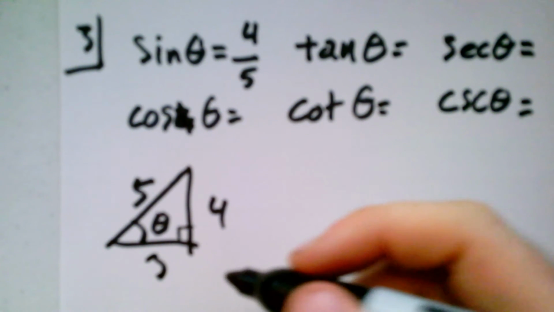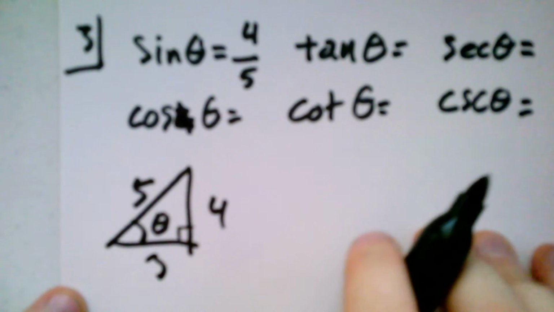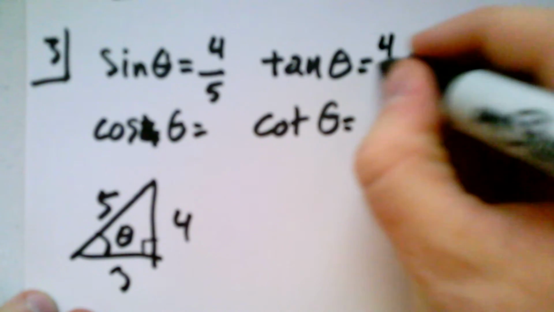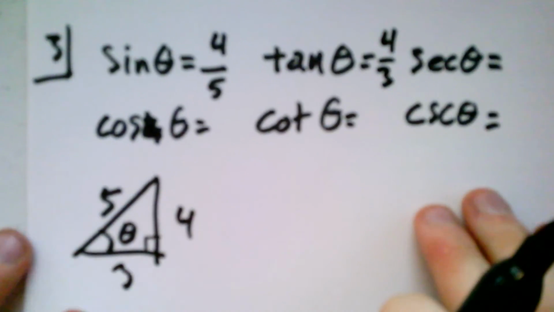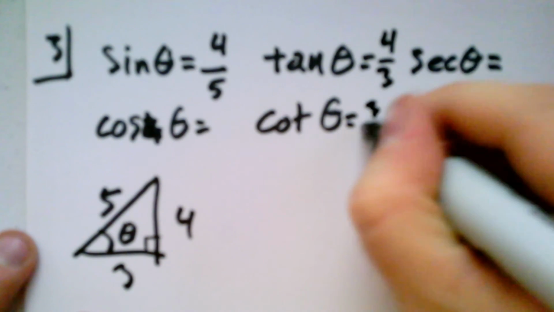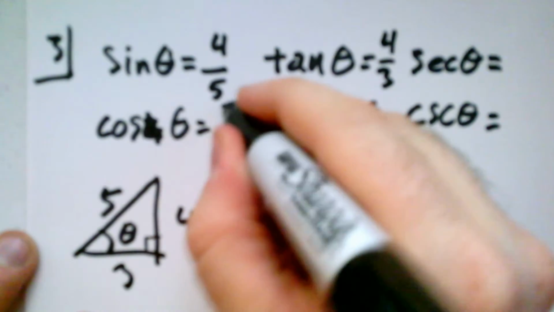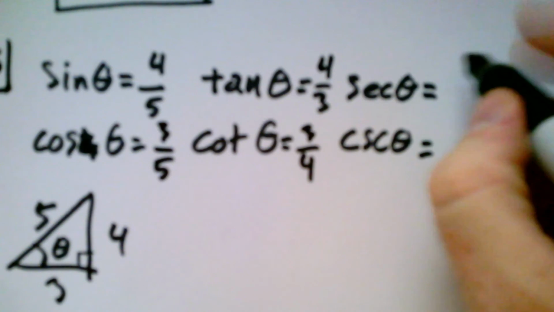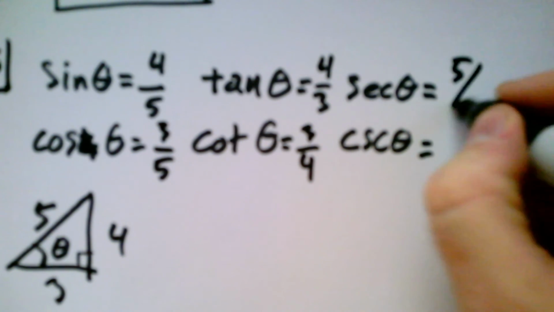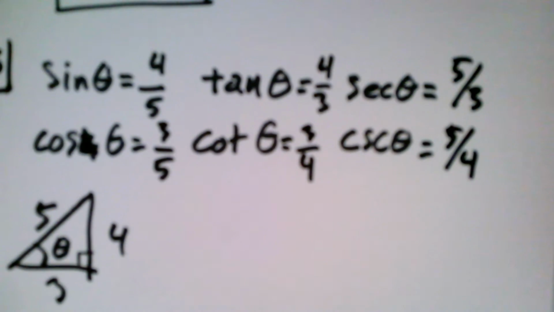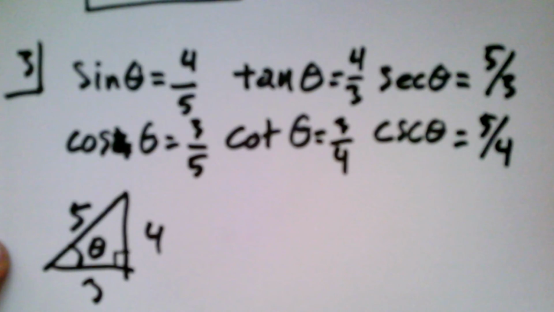But now we know this side is 3 because we remembered our Pythagorean triple, or we used the Pythagorean theorem. And from here, it's pretty simple to go, well, tangent is going to be opposite over adjacent, so this is 4/3. Cotangent is going to be the reciprocal of that, 3/4. Cosine is going to be the adjacent over the hypotenuse, so that's 3/5. And secant and cosecant are the reciprocals of cosine and sine, respectively. So there are our 6 trig functions.